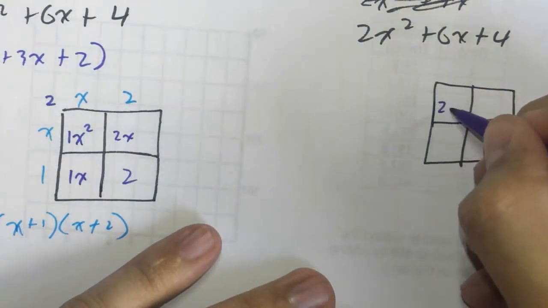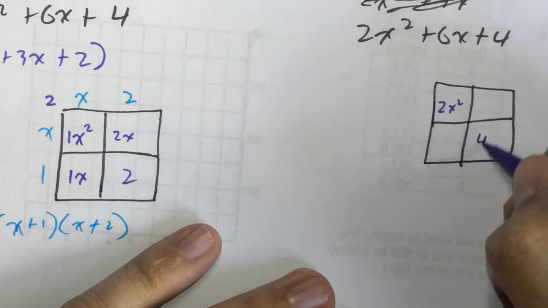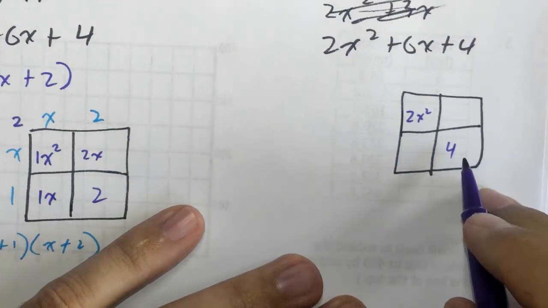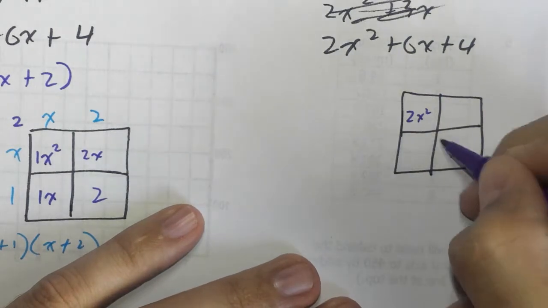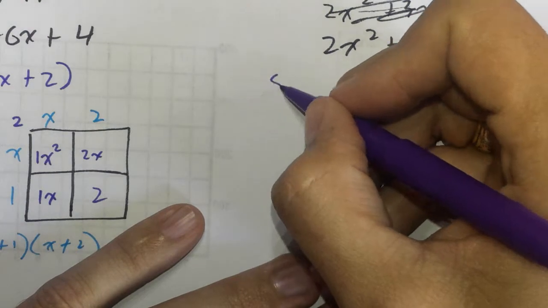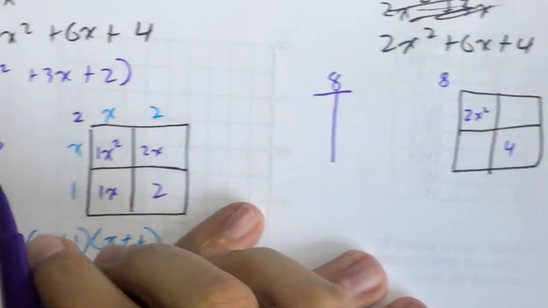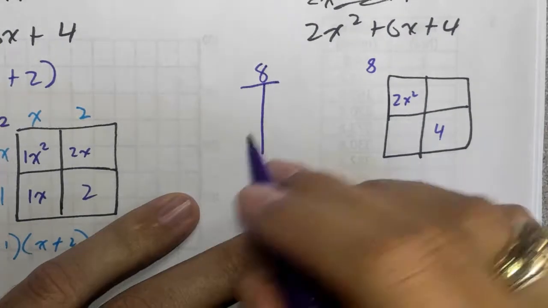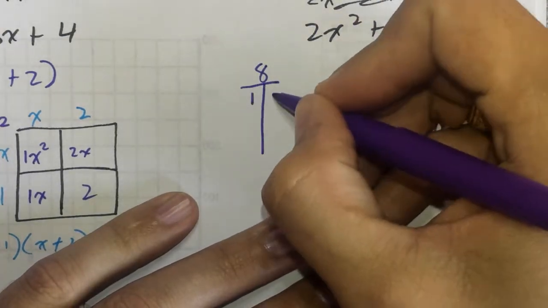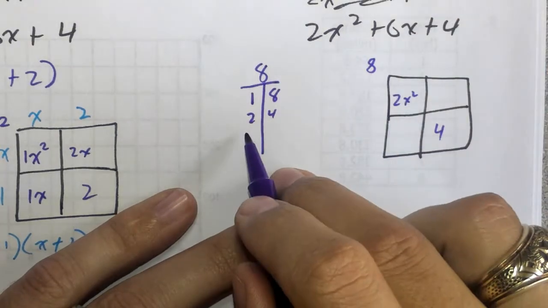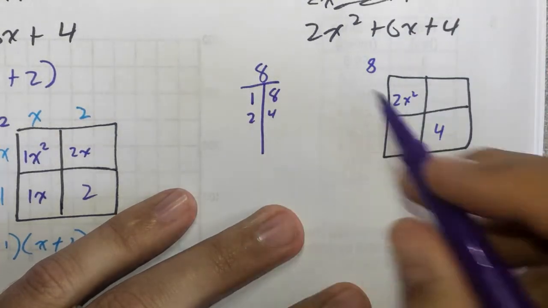My 2x squared goes here, my 4 goes right here in the bottom right box. Now, when I multiply c times a here, I get 8. When I'm factoring now, instead of factoring the 2 like I did originally, I have to factor 8. Start with 1. 1 times 8 is 8. 2 is a factor. 2 times 4. 3 doesn't work. 4, we've started repeating.